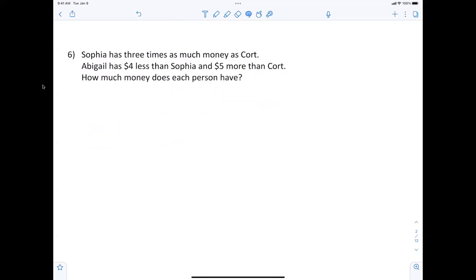Sophia has 3 times as much money as, okay, so now I have S and who? S and C. So who has X? And who has 3X? All right, uh-oh, now we introduce someone else. Abigail has 4 less than Sophia.